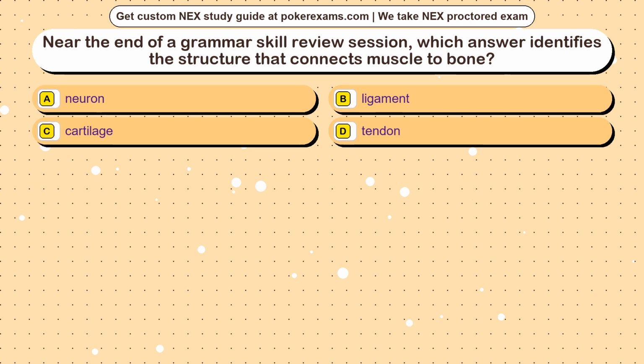Question 19. Near the end of a grammar skill review session, which answer identifies the structure that connects muscle to bone? Option A, neuron. Option B, ligament. Option C, cartilage. Option D, tendon.